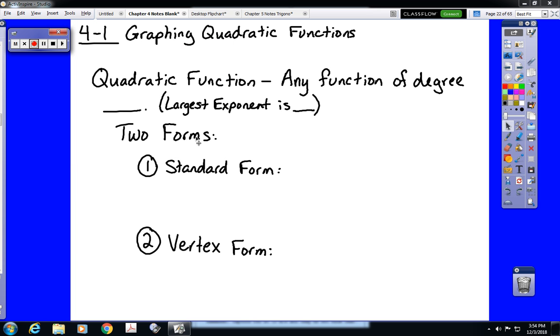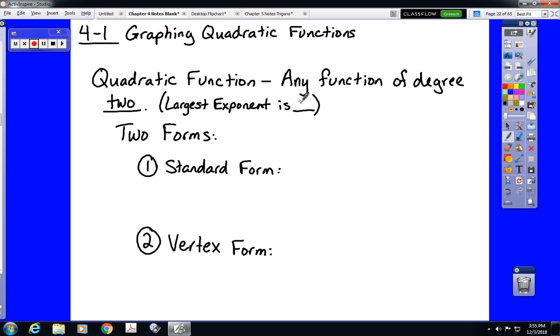Okay, here we go. These are the notes for section 4-1 in your textbook. This is one of the sections we've covered in class. We're going to talk about the idea of a quadratic function and all of its various properties and things that make it unique. So a quadratic function is any function of degree 2.